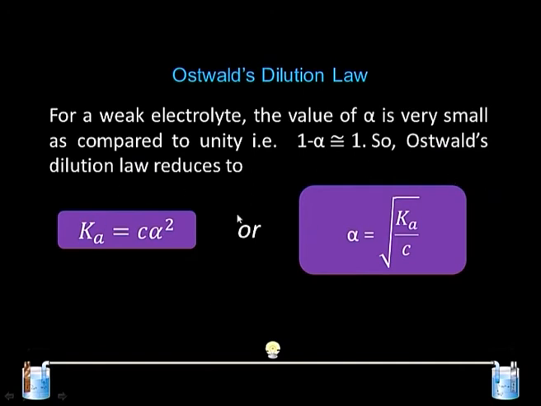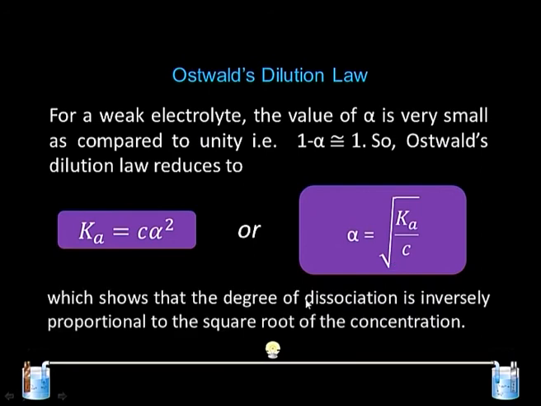And if you want to do an approximation to this equation, you can neglect the alpha term in 1 minus alpha and take it approximately equal to 1, and the equation reduces to C alpha square. The degree of dissociation can be determined if you have knowledge of the dissociation constant of the acid and the concentration. The same expression can be obtained for weak bases like NH4OH, but this law is not valid for strong electrolytes. That has to be kept in mind.